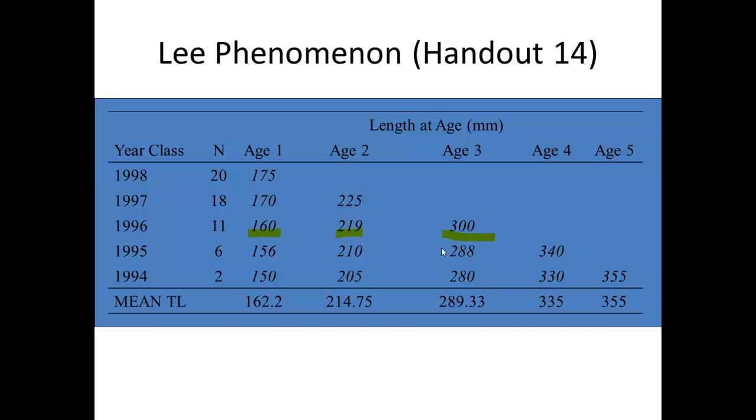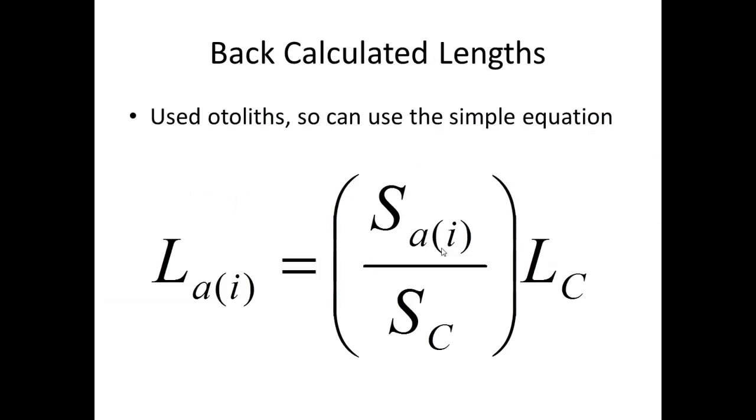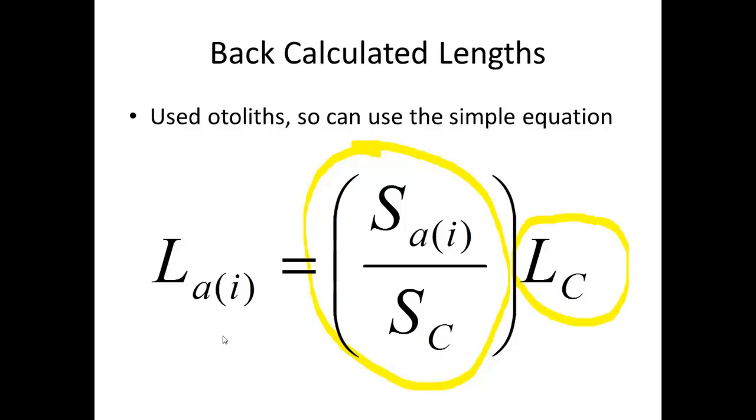So how do we get these back calculated lengths? Well, remember that we've got a very simple formula using the dimensions of the scale and the length that the fish was when it was captured to determine the length at age. And also remember that for otoliths, we can use the simple form of this formula. But if we were using scales, we would need a correction factor called A. But we're not doing scales, so we can use the simple equation.